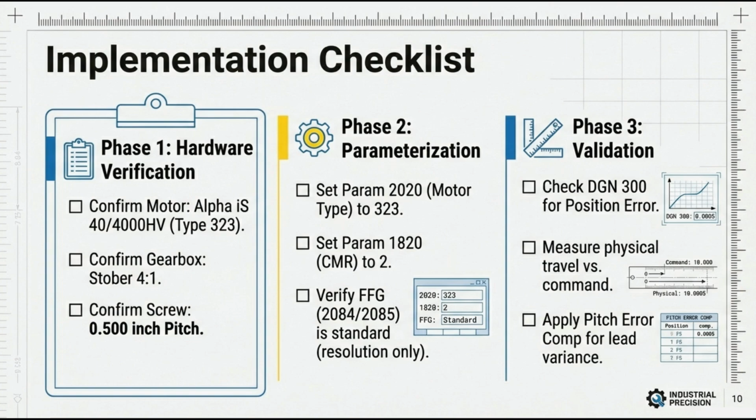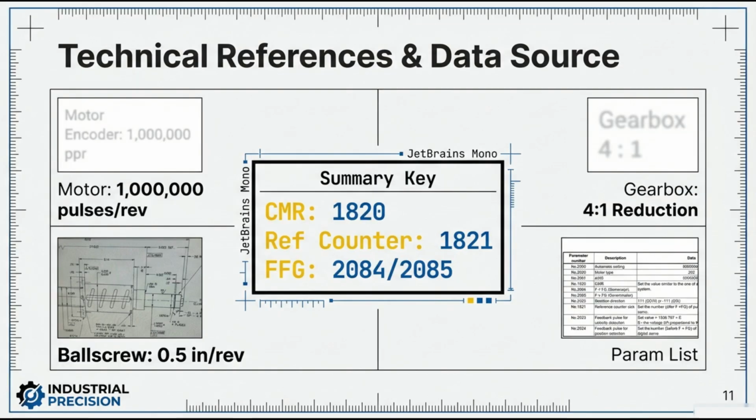The implementation checklist includes 3 phases: hardware verification, parameterization, and validation. Key steps involve setting parameters 2020 and 1820 and checking DGN 300 for position error. This slide provides a summary key of the technical references and data sources, including the CMR, reference counter, and FFG parameters, along with component specifications.